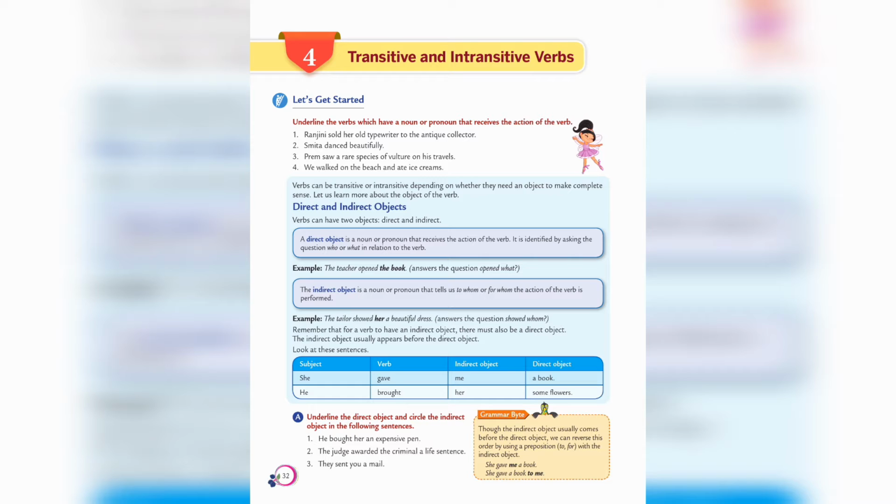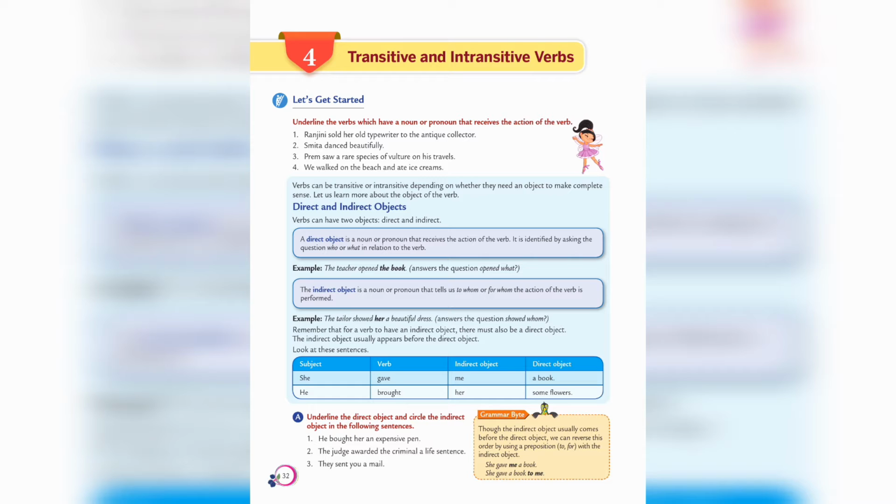Direct and indirect objects. Verbs can have two objects, direct and indirect. A direct object is a noun or pronoun that receives the action of the verb. It is identified by asking the question who or what in relation to the verb. Example, the teacher opened the book. Answers the question, opened what?